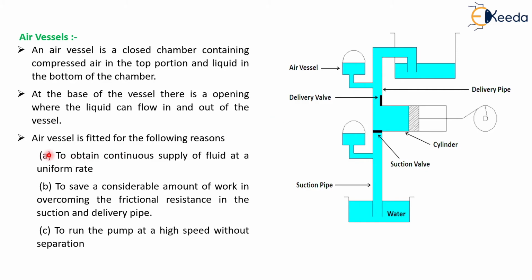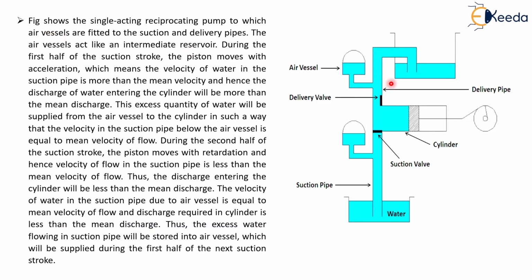You see here, air vessel is fitted for the following reasons: to obtain the continuous supply of liquid at the uniform rate, to save a considerable amount of work in overcoming the frictional resistance in suction and delivery pipe, and to run the pump at high speed without separation. Now let's see in this figure the single acting reciprocating pump to which air vessels are fitted to the suction and delivery pipe. This one is the air vessel, this one is also air vessel. The air vessel acts like an intermediate reservoir.